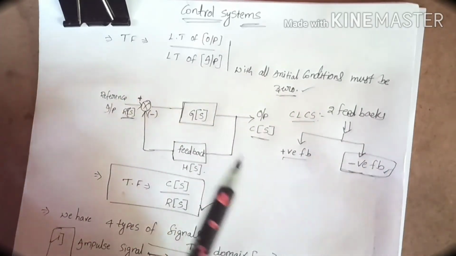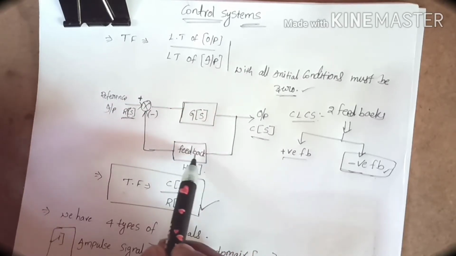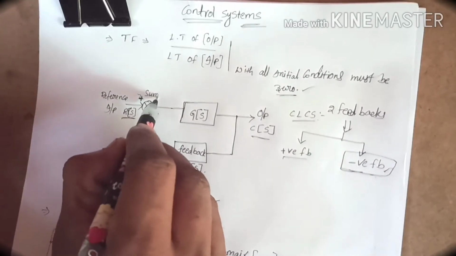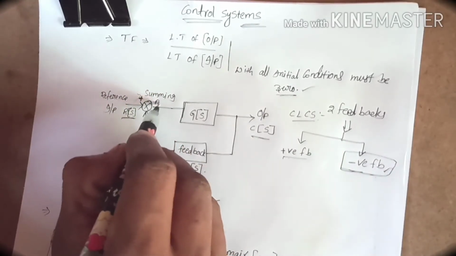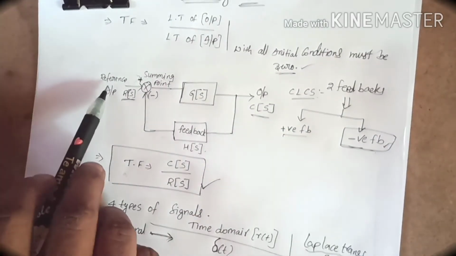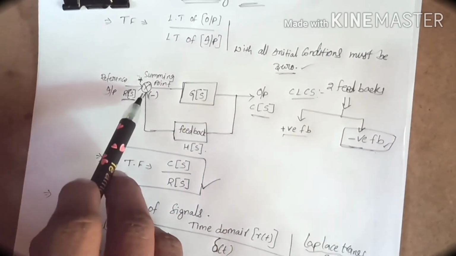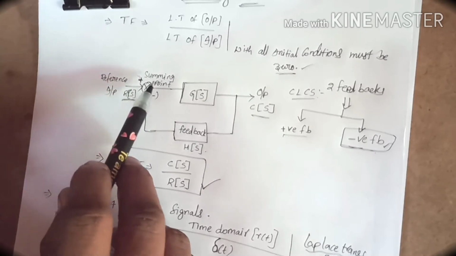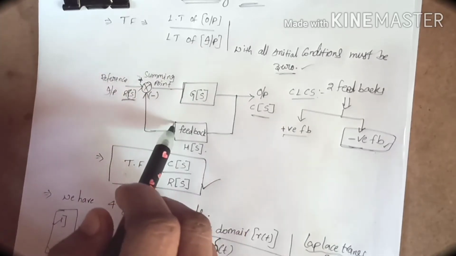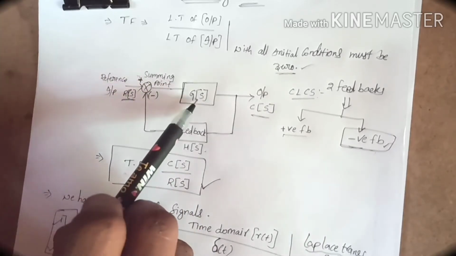So this feedback will be connected from the output to the summing point. What is meant by summing point? It is like a junction. The reference input signal comes here, and the feedback comes here. At this summing point both are mixed and will go through the system. This is the basic diagram: input signal, system, output.